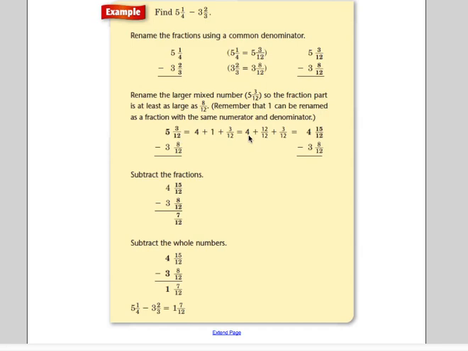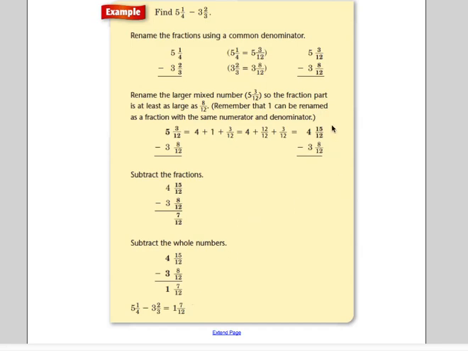So if I take 1 from my 5, I've got 4, and I'm going to put that 12/12 together with 3/12. I've got a total of 4 and 15/12, because 12 plus 3 is 15, so that's how many 12s we now have. Now I can subtract, because 15 minus 8 is 7, my denominator is 12. And don't forget to subtract your whole number parts. 4 minus 3 is 1. 1 7/12 is as simplified as it can be.